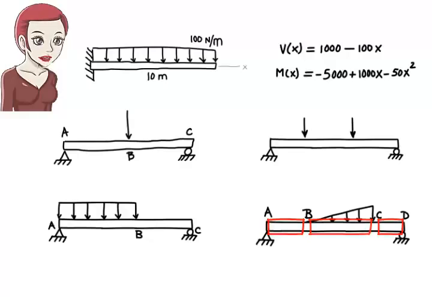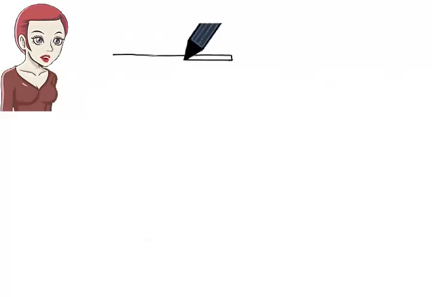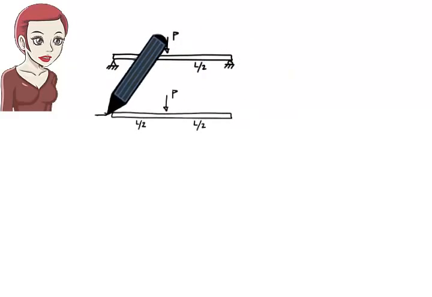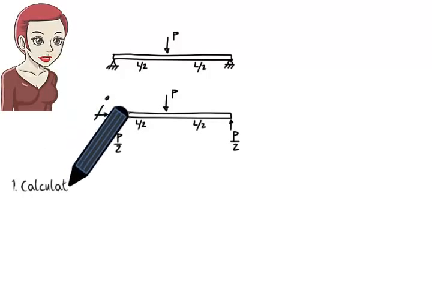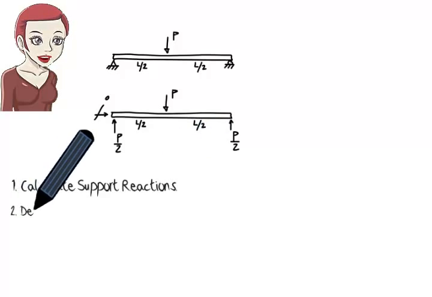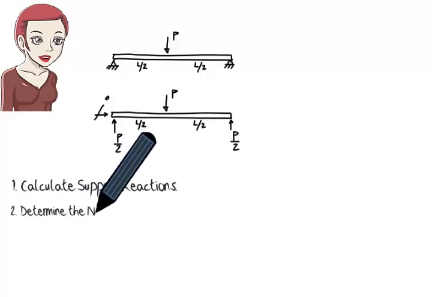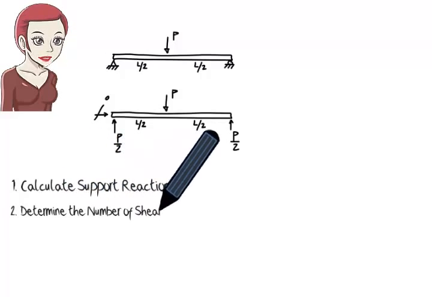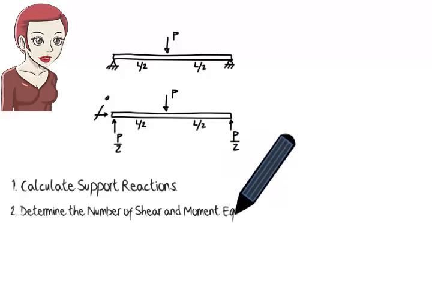Now that we know it may be necessary to have multiple equations for representing shear and moment in beams, let's talk about how we should go about actually formulating such equations. Given a beam, we always start by calculating its support reactions. So step 1 is to calculate the support reactions. Step 2 is to decide how many shear and moment equations we need. That is, how many segments the beam is divided into by the loads.